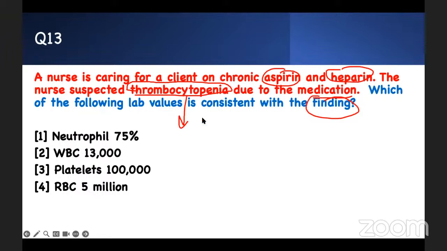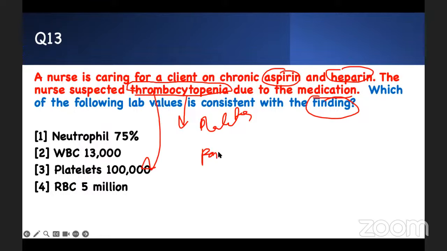Thrombocytopenia is related to what? Platelet, right? So you're just changing the words and rewriting it. This is like a free question. If you know it, you don't even have to sweat it. They always give questions like that. They use the word and rewrite it, and you have to define it. Thrombocytopenia is talking about platelets, so you just pick this and you move on.